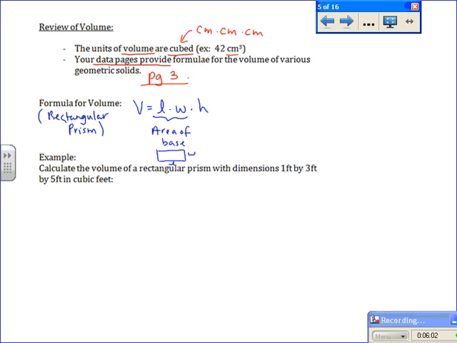Good. Let's do an example. Calculate the volume of a rectangular prism that has these dimensions. 1 foot by, we can also write by as times, 3 feet times 5 feet. It doesn't actually matter here which one you identify as length, width, or height, because you already have all three dimensions. One of them is going to be width, one of them is length, and one of them is height.